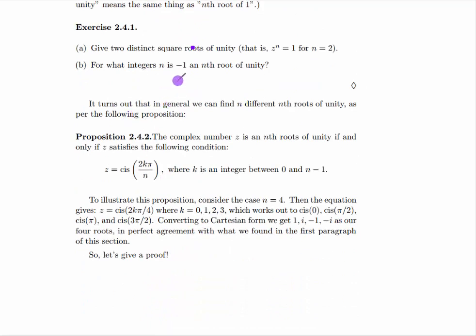So we saw that there are 4 fourth roots of unity, and in fact, it turns out that there are n different nth roots of unity. And we'll show that in this proposition. The proposition says the complex number z is an nth root of unity if and only if z satisfies the following condition, z equals cis 2 pi k over n, where k is an integer between 0 and n minus 1. Okay. So we're using complex polar form, and we're saying that z equals cis 2 pi k over n.